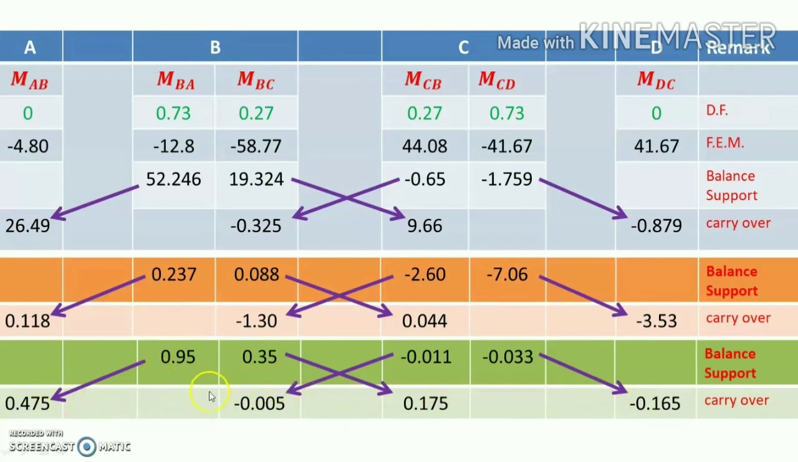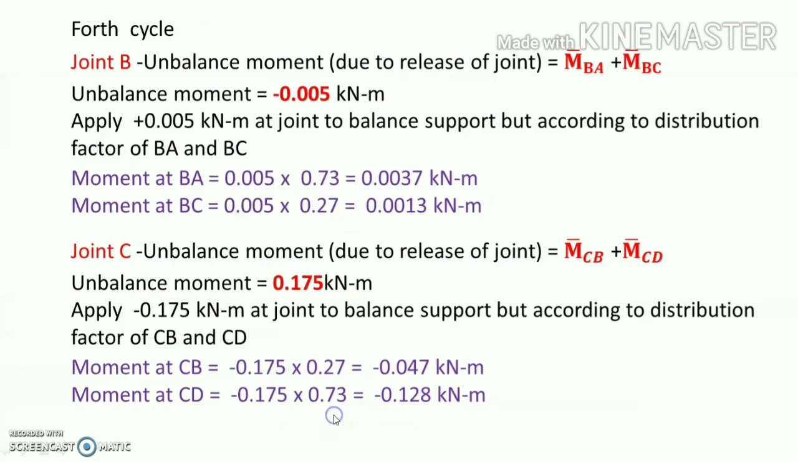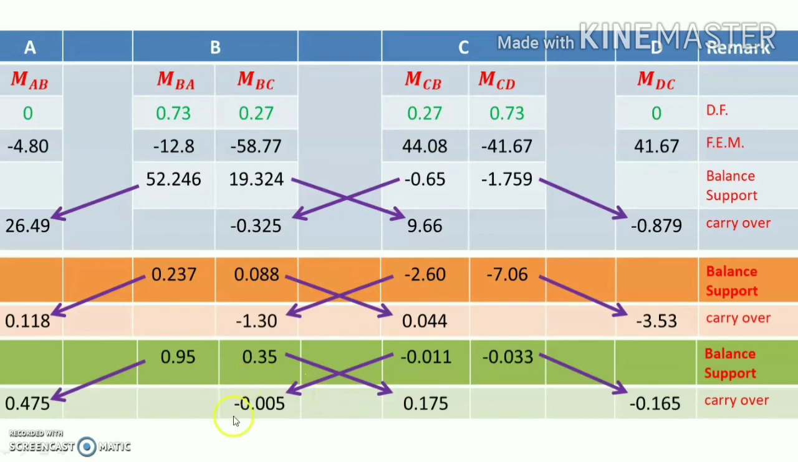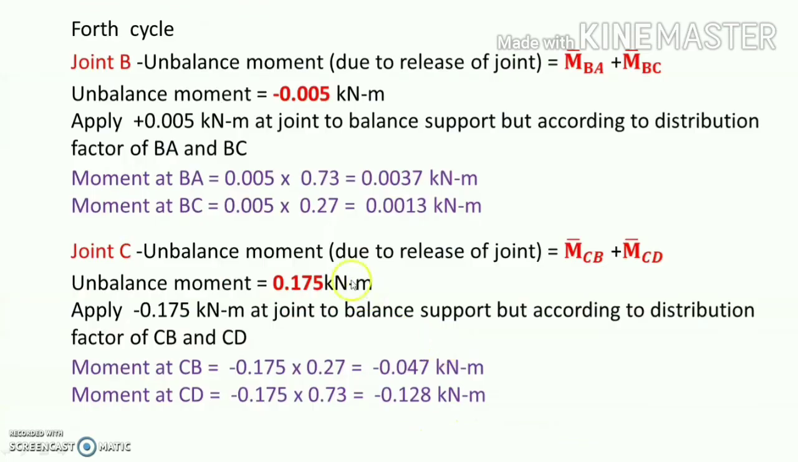So we know here is a minus 0.005 and here is a plus 0.175. This is a minus, so apply here the plus 0.005 at the joint B, but according to the distribution factor BA and BC, the moment share by BA is 0.0037 and the moment share by BC is 0.0013. In the same way, at joint C the unbalanced moment is 0.175.